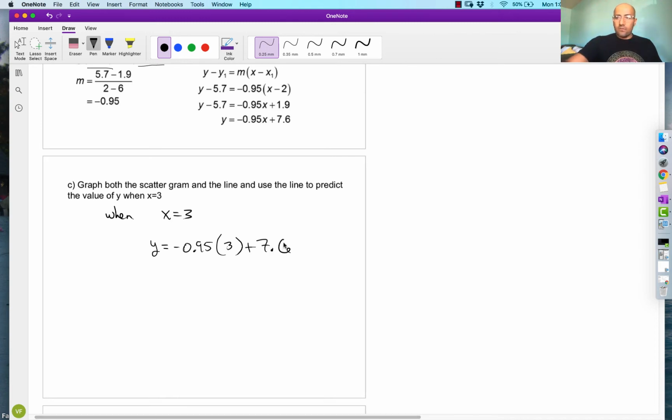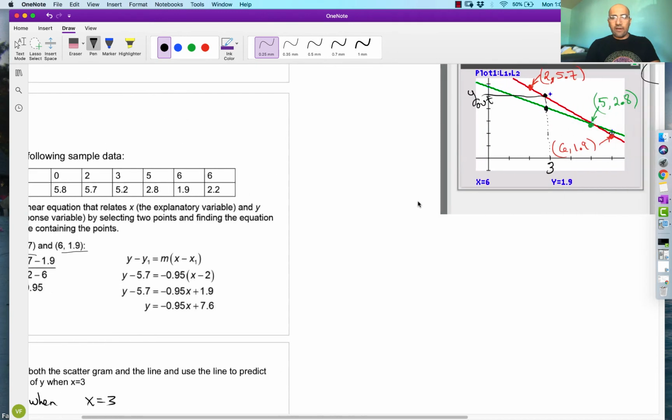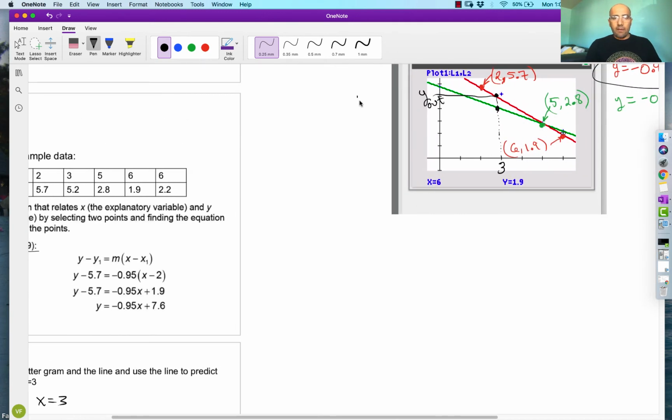So let's calculate what that is. Negative 0.95 times 3 plus 7.6 gives me 4.75. Okay, so my best guess is that the output of this is going to be 4.75. That this is going to be about 4.75. When the input x equals 3, my best guess is that the output is about 4.75.